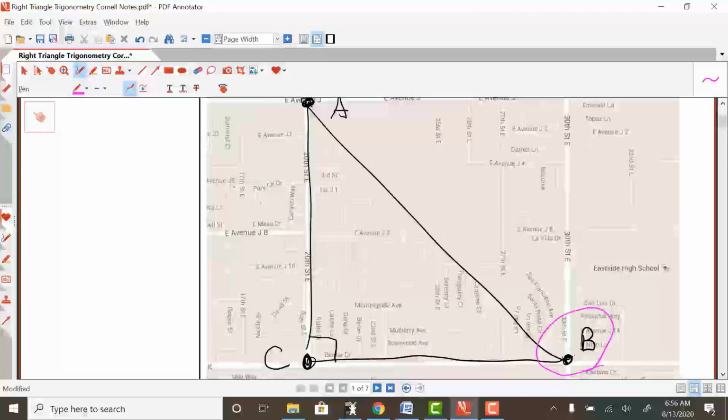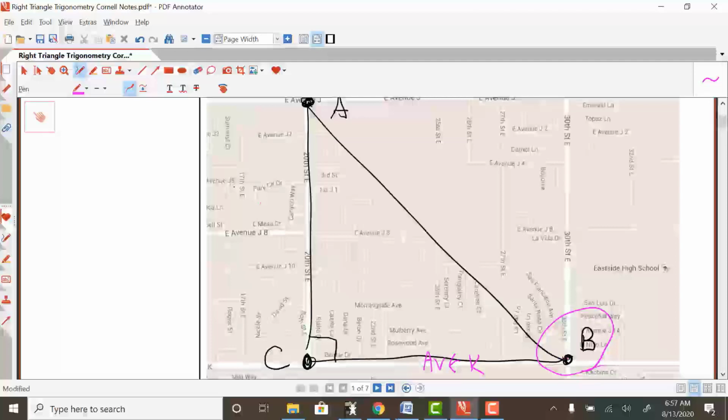If I'm standing on corner B, what street am I standing on? In other words, what street is adjacent to me? That would be Avenue K. Again, because corner B is made up by this segment and segment AB. AB is not a street. AB is desert. So Avenue K is adjacent.